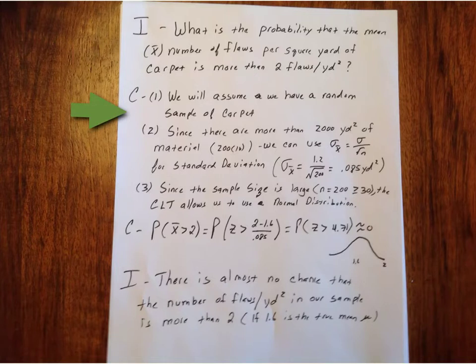Remember, the most important thing is to establish your conditions. So we will assume we have a random sample of carpet. That's your first condition. The second condition is there must be more than 2,000 yards of material, which is the 10% rule, 200 yards for our sample times 10. We can use the standard deviation formula, which is the standard deviation of a single item divided by the square root of n. So our new standard deviation for the mean is 0.085 yards. And the third condition is since the sample size is large enough, 200, which is larger than 30, the central limit theorem allows us to use a normal distribution.